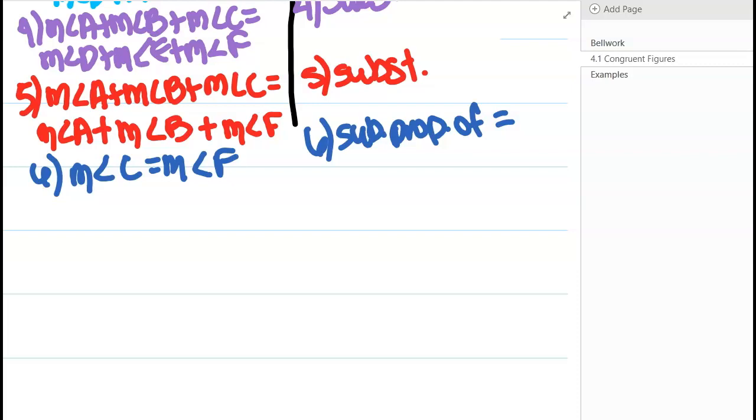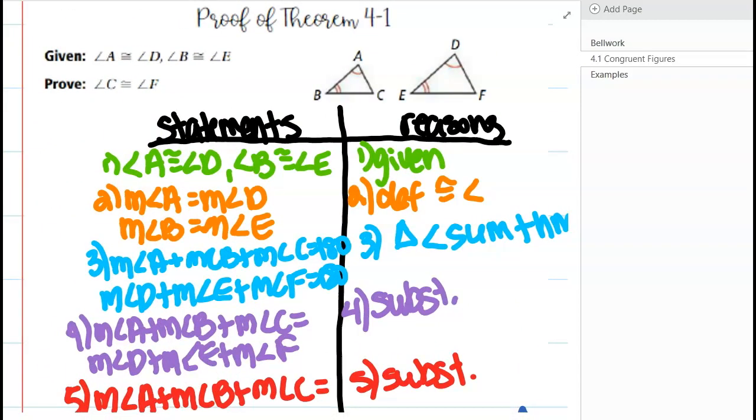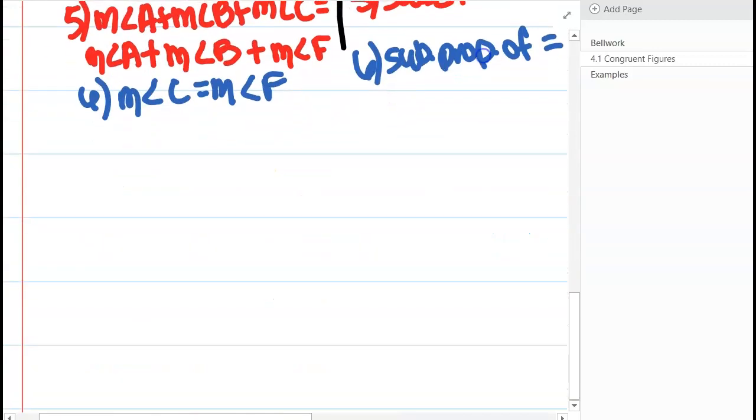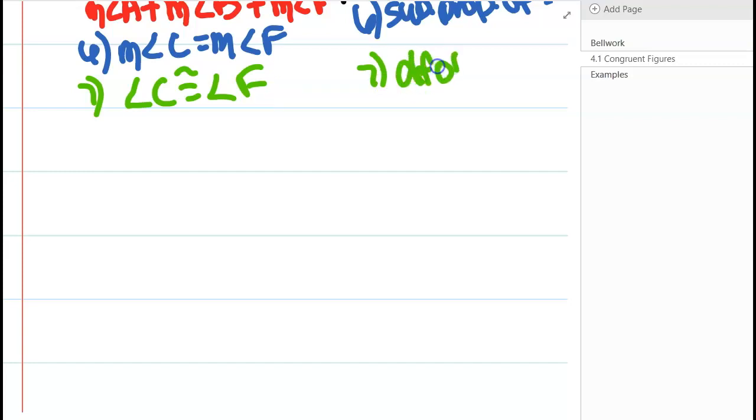Now remember, you may think we're done. We're almost done, okay? But I already know that the last line of my proof should be this. It will always be, whenever you're trying to prove the angle C is congruent to angle F, that should always be the last line of your proof. So you are not finished until you say angle C is congruent to angle F. And I'm able to make that last step because of the definition of congruent angles. There we go.